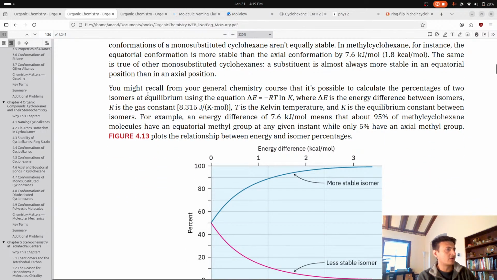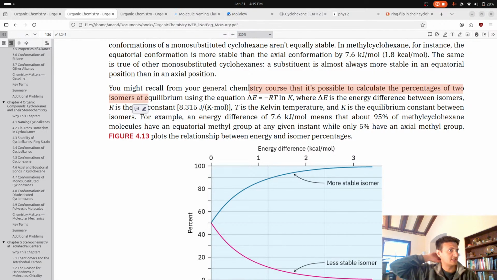You might recall from your Gen Chem that it's possible to calculate the percentages of two isomers at equilibrium using the equation delta E equals minus RT ln K, where delta E is the energy difference between isomers, R is the gas constant, T is the Kelvin temperature, and K is the equilibrium constant. Nice.